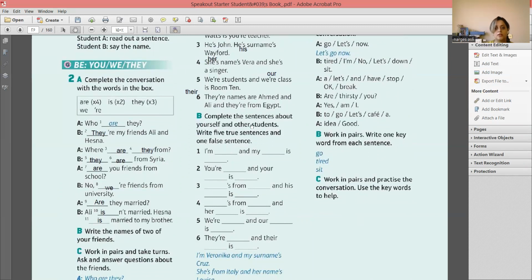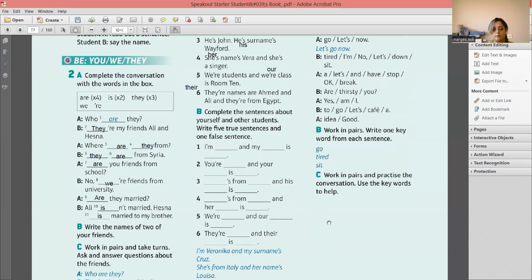Complete the sentences about yourself and other students. Write 5 true sentences. بچه این دیگه کاملا شخصیه. حالا، for example, I am Nargis and my husband is, for example, Ahmed. You are Saleh and your brother is Hamid. For example, she's from Canada and her name is Shakira. We are here and our class is there.